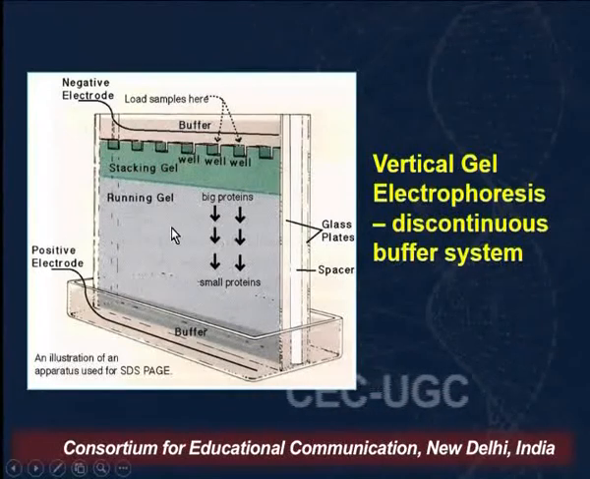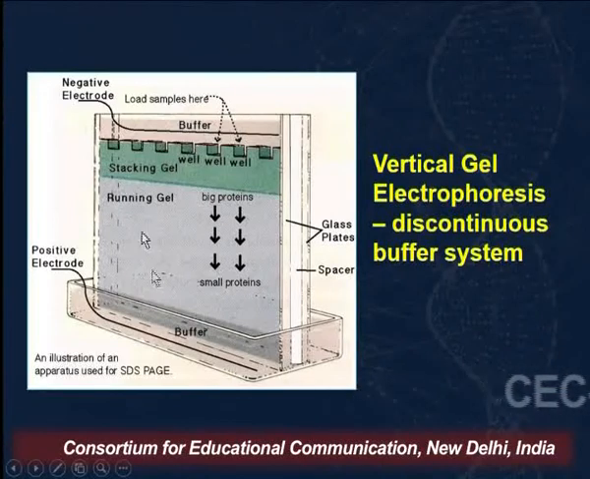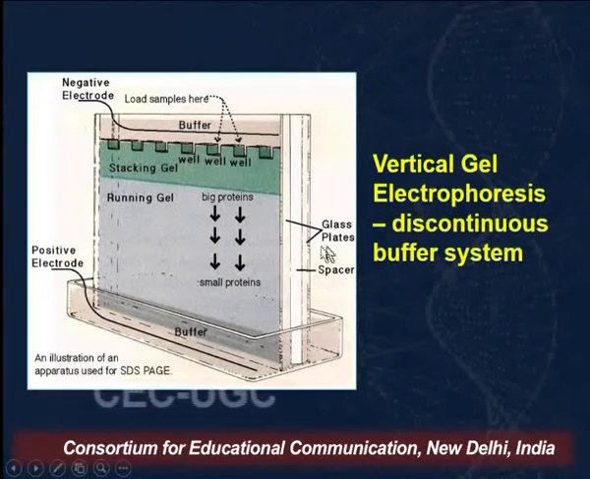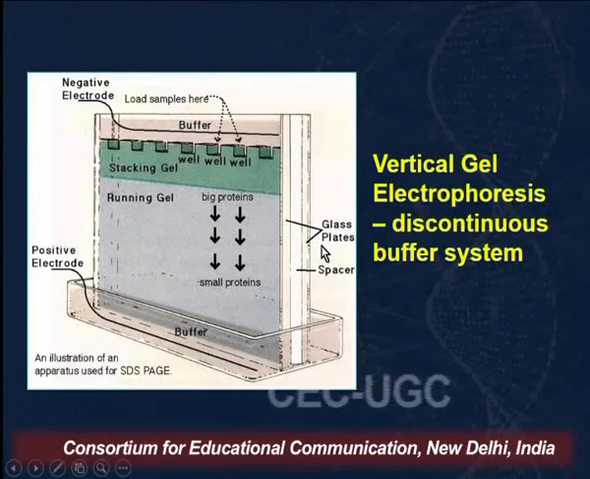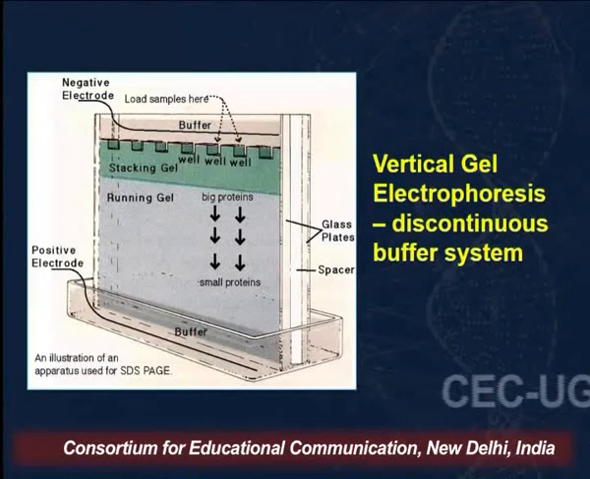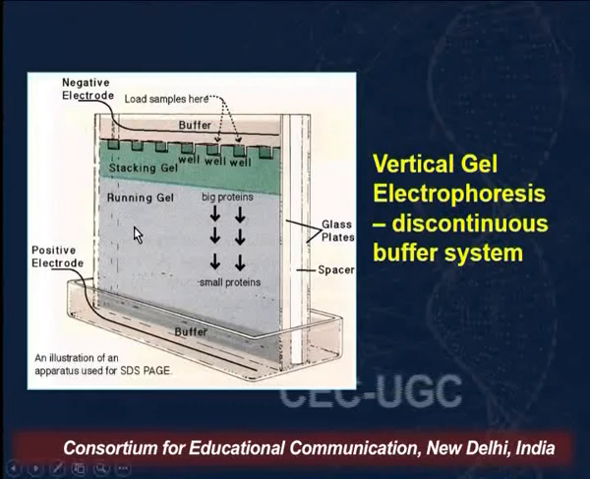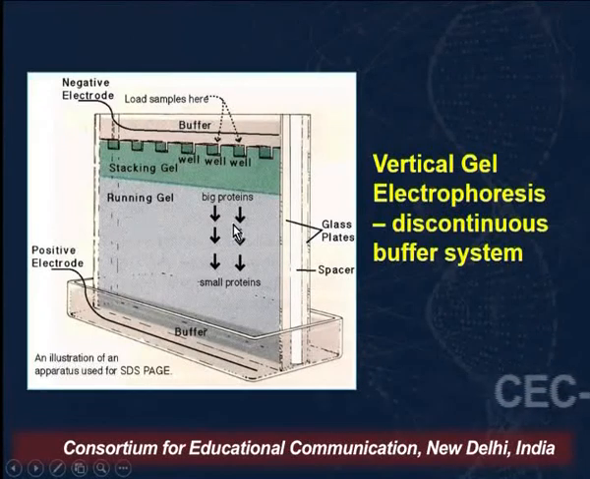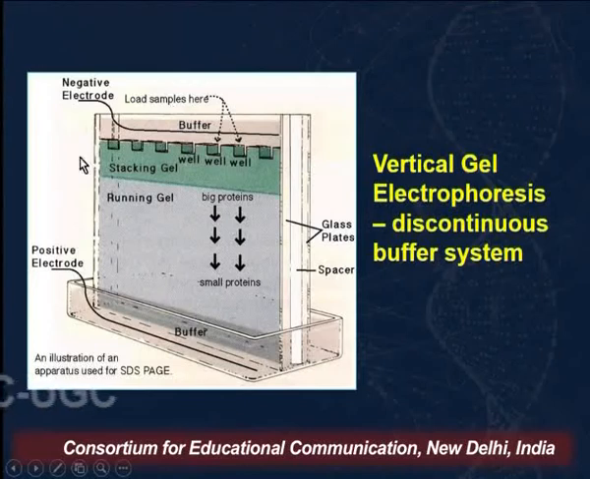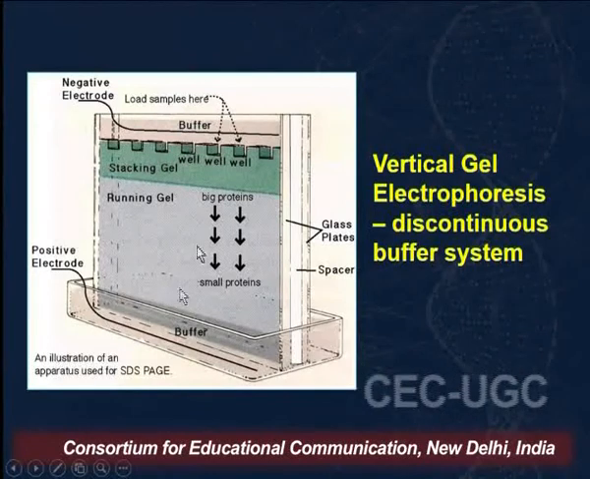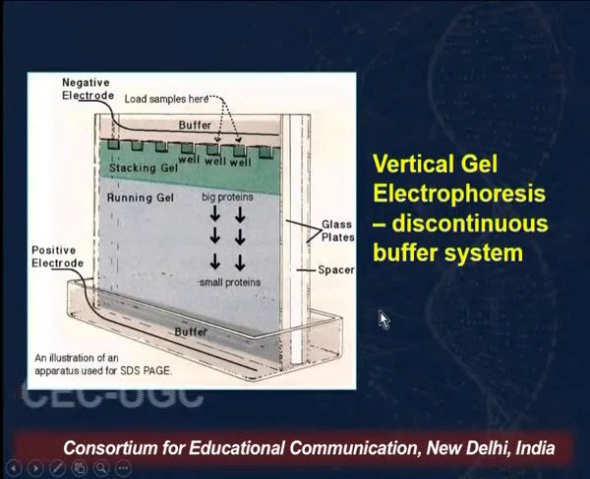So discontinuous buffer system means that the buffer which is used to make the gel, the ions that are contained in the buffer, are different from the running buffer. If you can recall, in agarose gel electrophoresis, we have a special lecture on that, visualization of genomic and plasmid DNA by agarose gel electrophoresis. You can go through that. The gel buffer which was used to make the agarose gel was TBE or TAE, and the same buffer was used to run the gel. So that is a continuous system. But in here we use a discontinuous buffer system. We'll talk about what happens when we use a discontinuous buffer system subsequently.